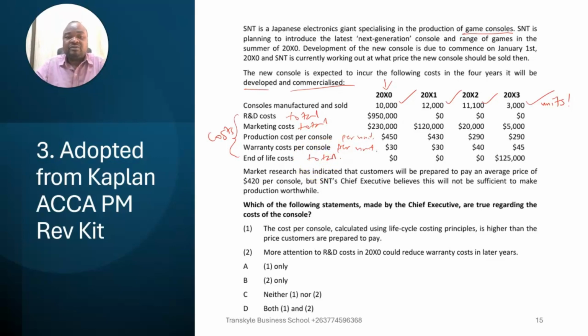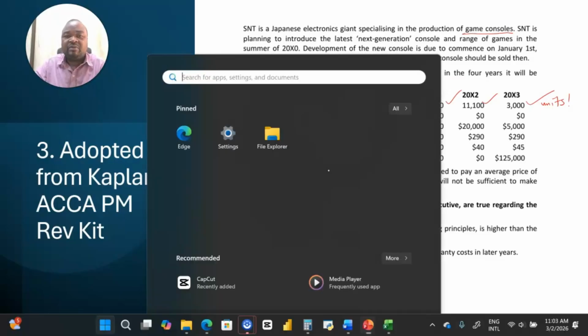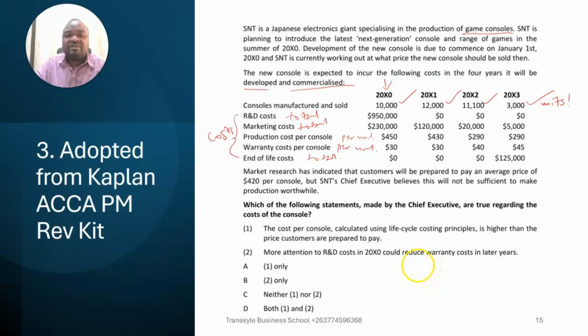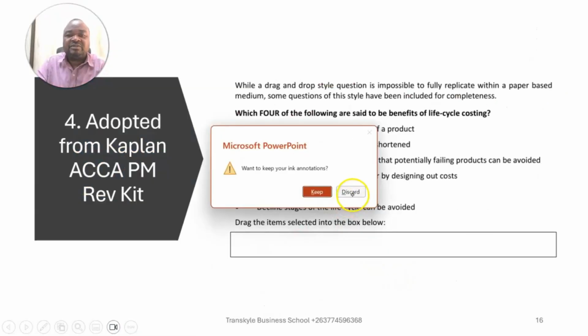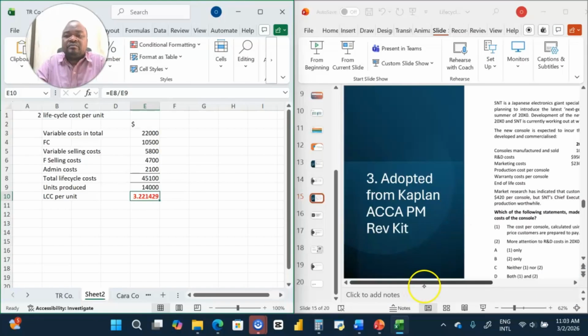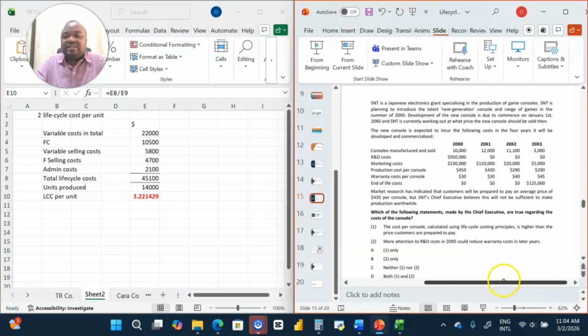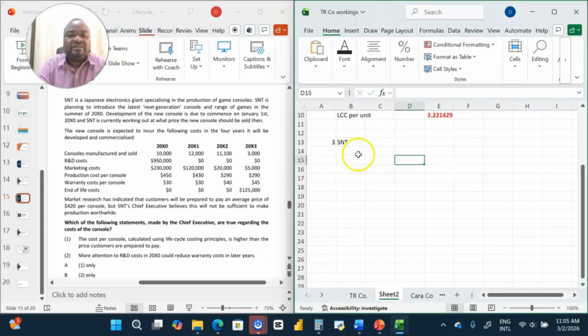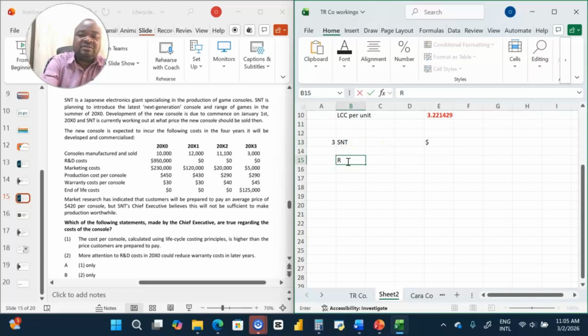So what do we have to do? We then have to come up with that tabulation again. So let's go to Excel, ladies and gentlemen. I'm sure you're seeing the question clearly. This is question number 3, SNT. We can have our dollar sign as usual here. We start with the R&D costs, with just 950,000 in year 0.